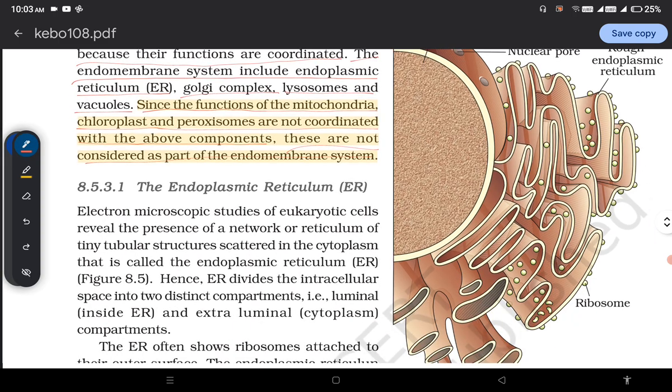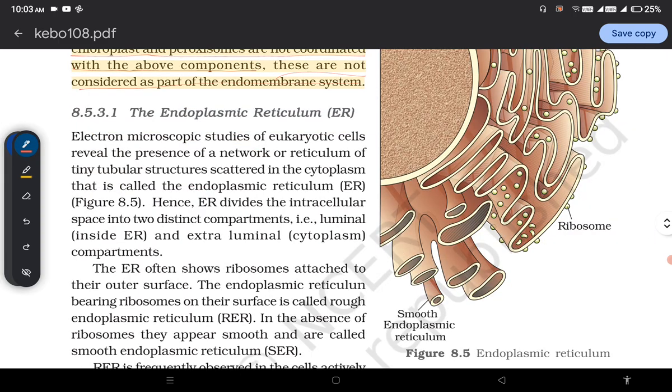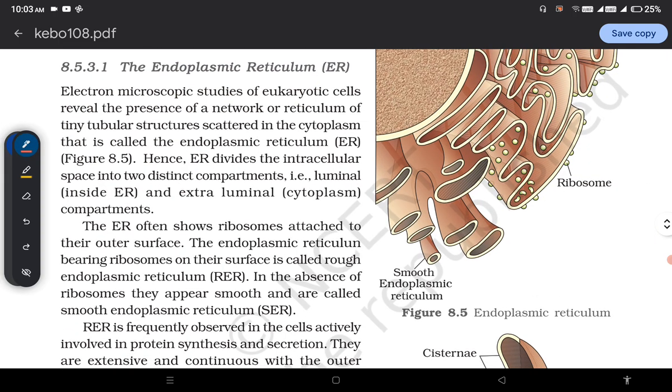अब आते हैं endoplasmic reticulum. Electron microscope study of eukaryotic cells revealed the presence of a network or reticulum, network को ही हम लोग reticulum बोलते हैं, of tiny tubular structures scattered in the cytoplasm. This is called the endoplasmic reticulum.